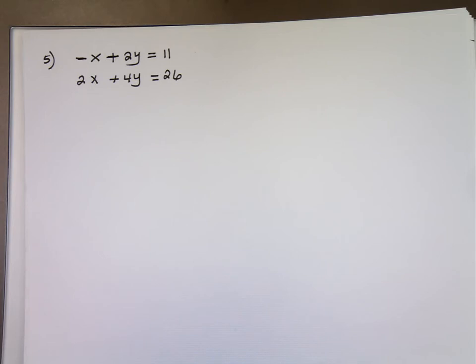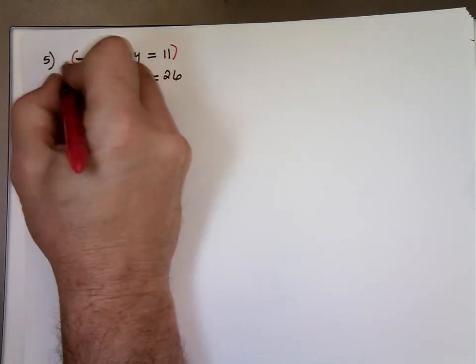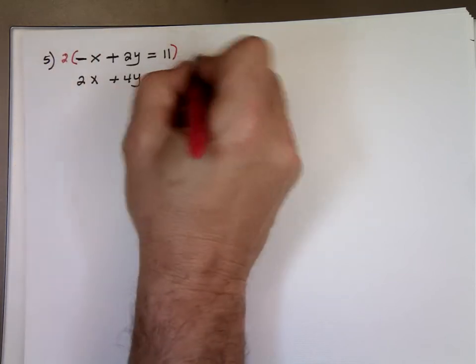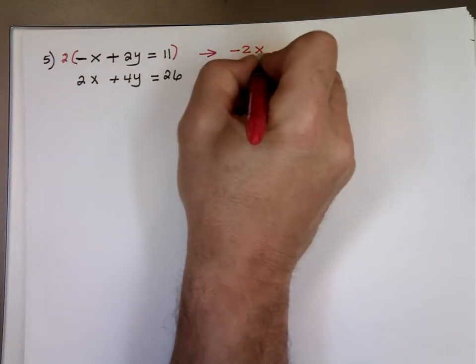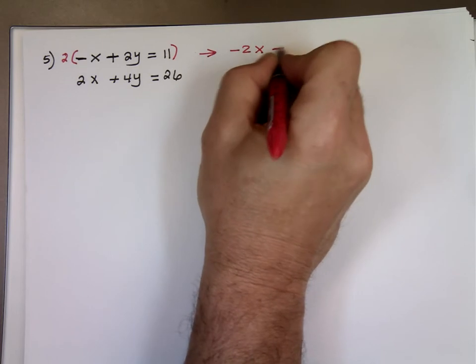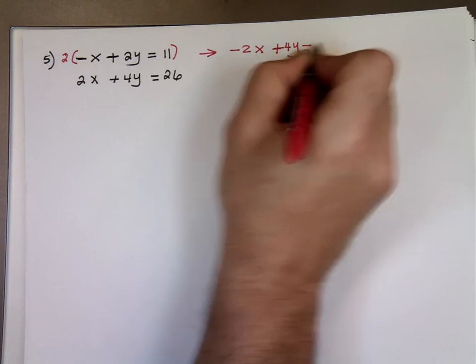Here I can use the elimination method. I want to cancel some of the variables when I add them. Well, first, if I add them, nothing cancels. But if I take the top equation and multiply it by what? By 2. Let's see what will happen. You'll have what? Negative 2x, right? Plus 4y equals 22.